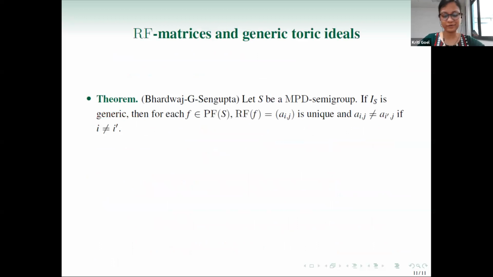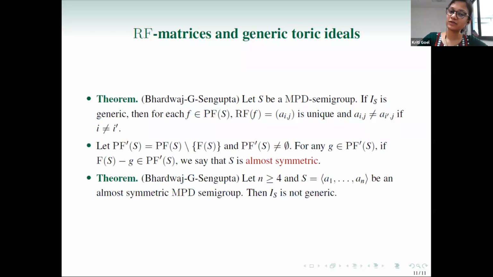Lastly, I would like to wind up by coming back to the connection between RF-matrices and generic toric ideals. We are still working on it, but the progress so far is this: if we have an MPD semigroup, which we need as a condition because we want the set of pseudo-Frobenius elements to be non-empty, and we know that the defining ideal is generic, then we are able to prove that for every pseudo-Frobenius element, the row-factorization matrix is unique, and given any column, all its row entries are distinct. It's just a one-way result as of now. We do hope for the converse to be true also, but we are still working on it. So it's a little early for that.